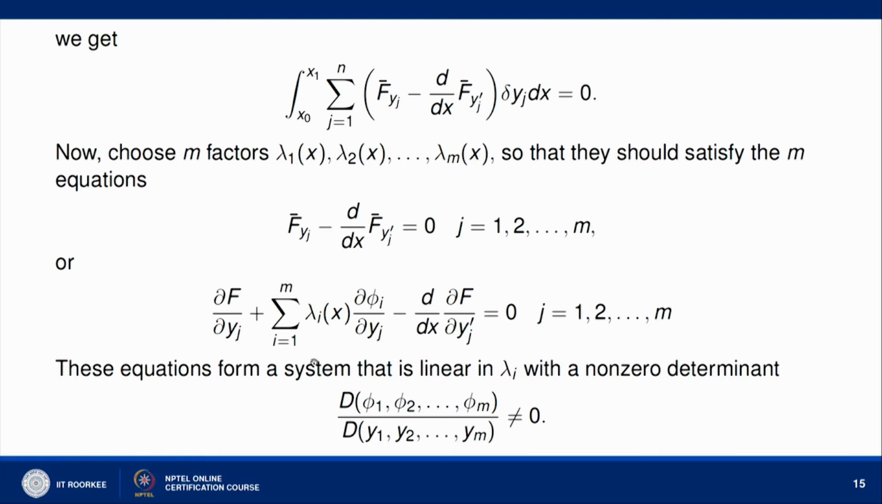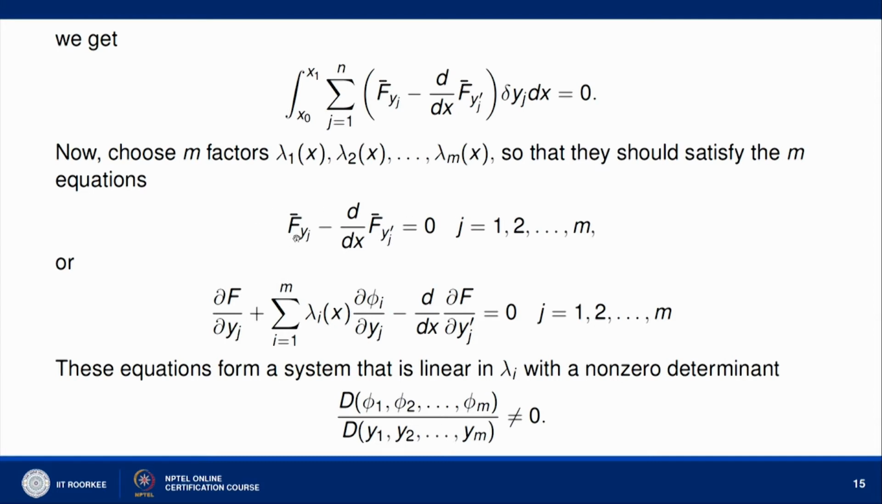If you look at it, this is a system of linear equations in terms of lambda i, and we can find the solution of this system, because the coefficient matrix, del phi i by del yj, has a non-zero determinant, since we have assumed that these phi i's are independent constraints. So keeping this in mind, we can always find such factors lambda 1 to lambda m such that these equations are true for j equal to 1 to m.